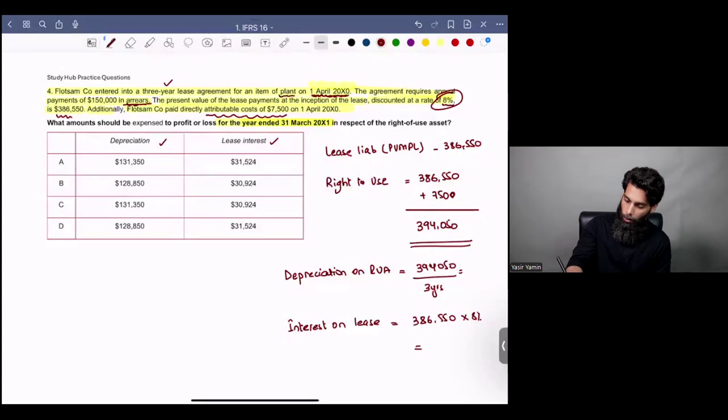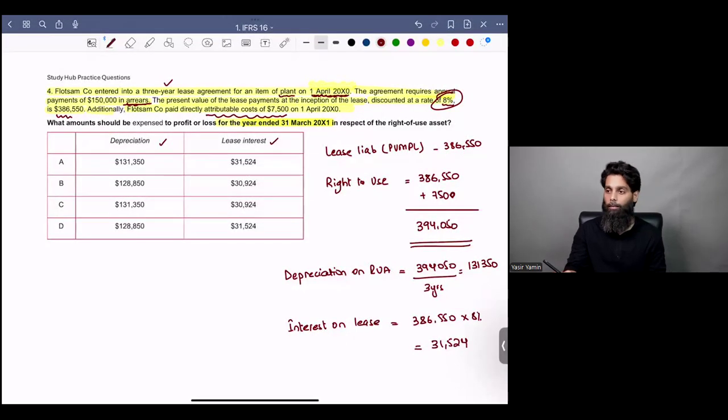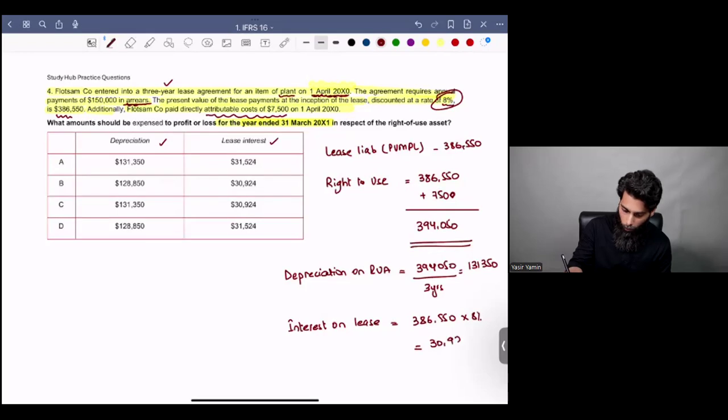So it's 131,350. And for the lease liability, it is 386,550 times 8%. This is 31,524. Right? Okay, this is not the answer. The answer is 30,924. So what should be the correct answer? The correct answer should be C.